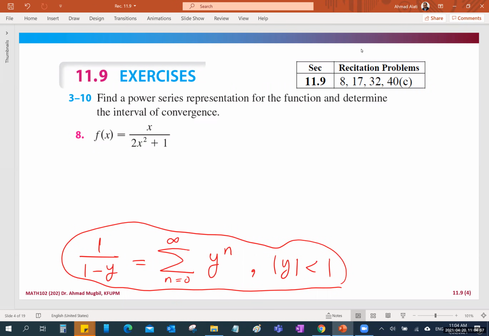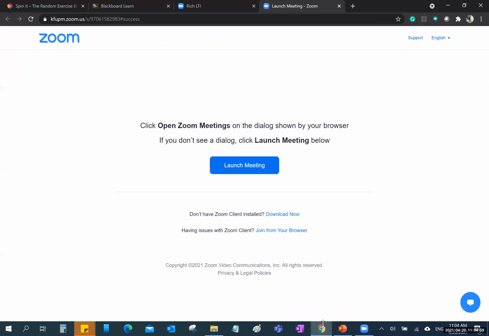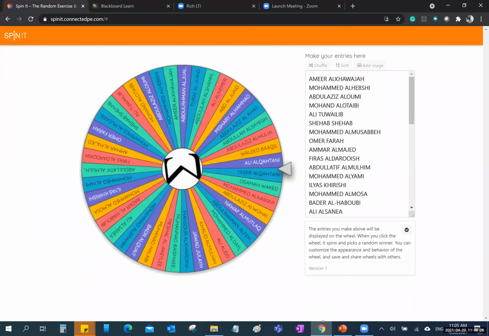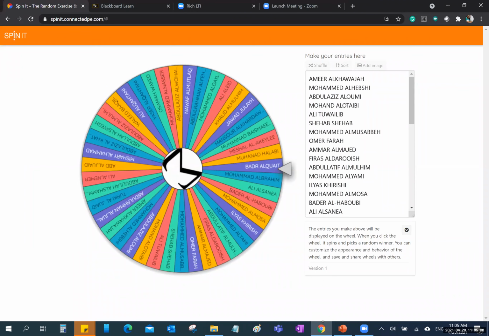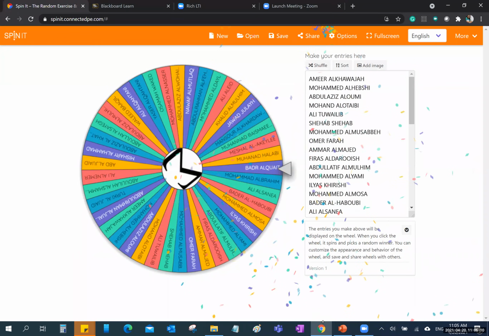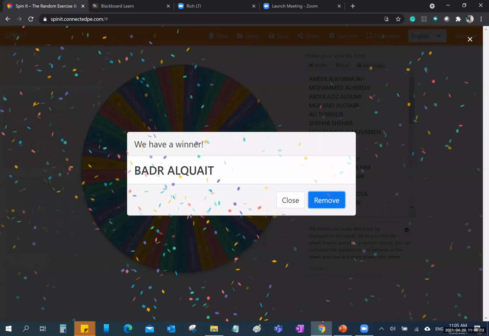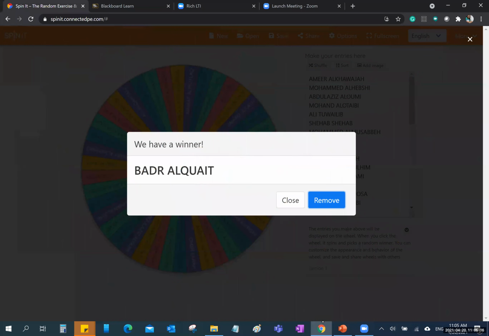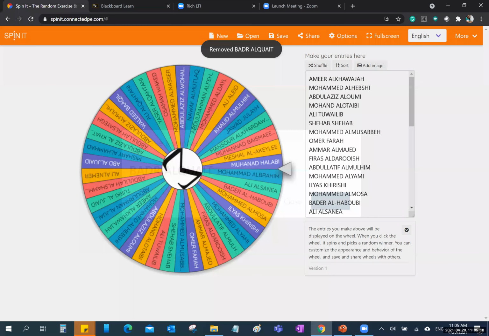Now, how to use this formula here? This is what I want you to do. I will choose one of you, Shabab, in an arbitrary way, just leave it for luck. Badr al-Ga'at, are you here, Badr? Yes, doctor. Okay, Badr, tell me what you can do about this.